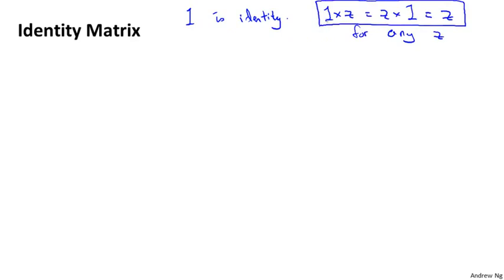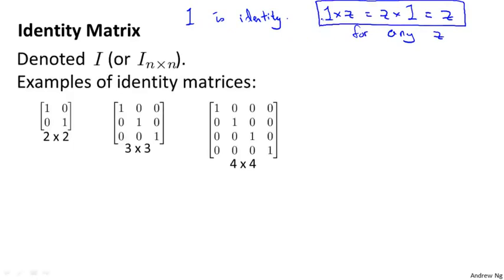It turns out that in the space of matrices, there's an identity matrix as well, and it is usually denoted I, or sometimes we write it as I subscript n by n if we want to make explicit the dimension. So I subscript n by n is the n by n identity matrix. And so there's a different identity matrix for each dimension n. And here are a few examples. Here's the 2 by 2 identity matrix. Here's the 3 by 3 identity matrix. Here's the 4 by 4 identity matrix.